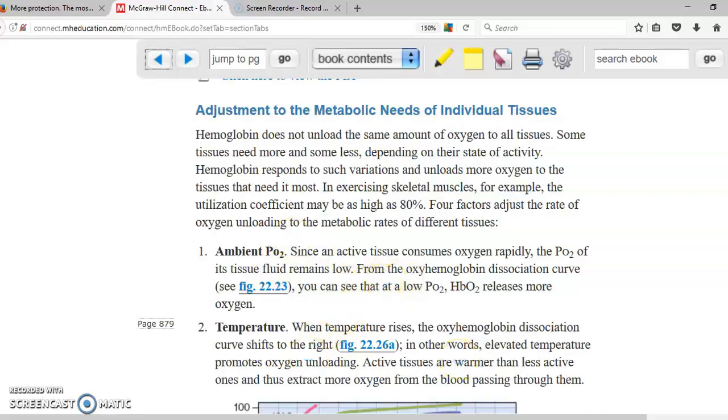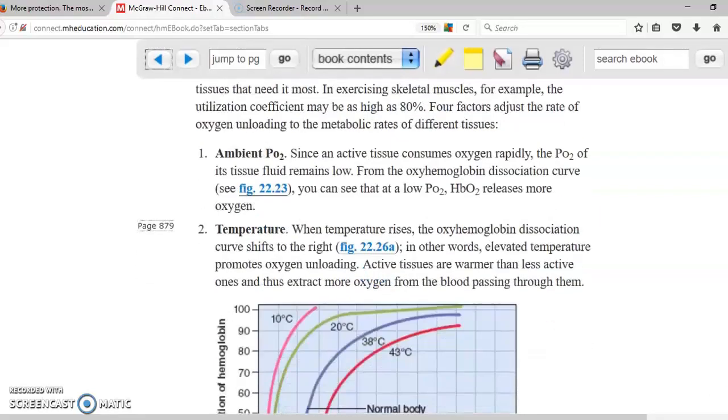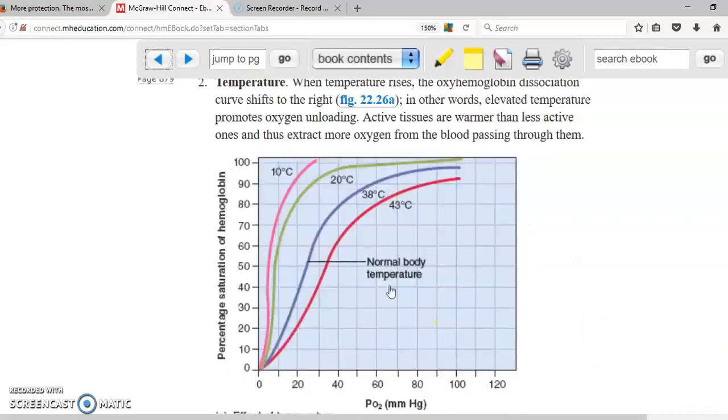Temperature. If we are, let's say, exercising, the temperature increases and your body needs more oxygen because you're exercising. So then temperature is going to make the hemoglobin release oxygen because your tissues are going to need more oxygen. So if you scroll down right here, this is hemoglobin dissociation. So let's say the pressure of oxygen is 60. If we go up right here, this one right here in blue is normal temperature. Let's say the blue is 100%.